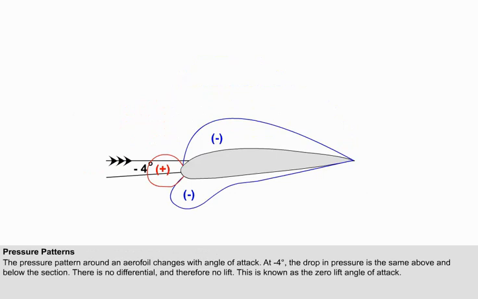We can now examine what happens to the pressure pattern as the angle of attack changes, starting with low angles. With an alpha of -4 degrees, the drop in pressure is the same above and below the section. There is no differential, and therefore no lift.